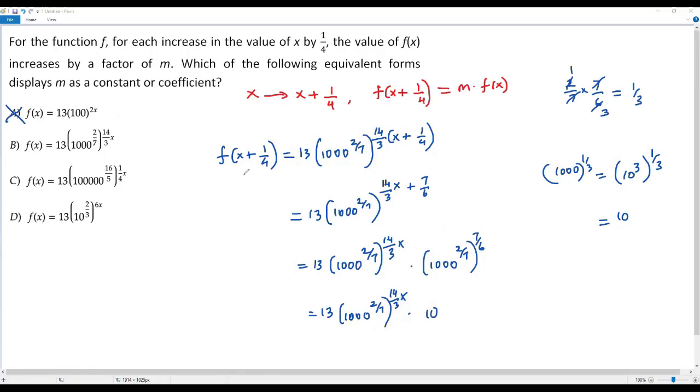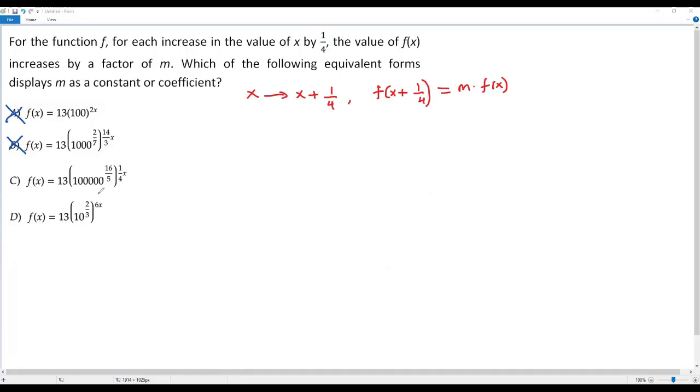So that is, when I increase the value of x by 1/4, the function f of x in answer choice B increases by a factor of 10. So this is the value of m, and we don't find this value 10 either as a constant or coefficient over here. So answer choice B is incorrect. Now let's check with the function f of x in answer choice C. Let's do the same thing. That is, x has to be replaced by x positive 1/4 in the function f of x over here.